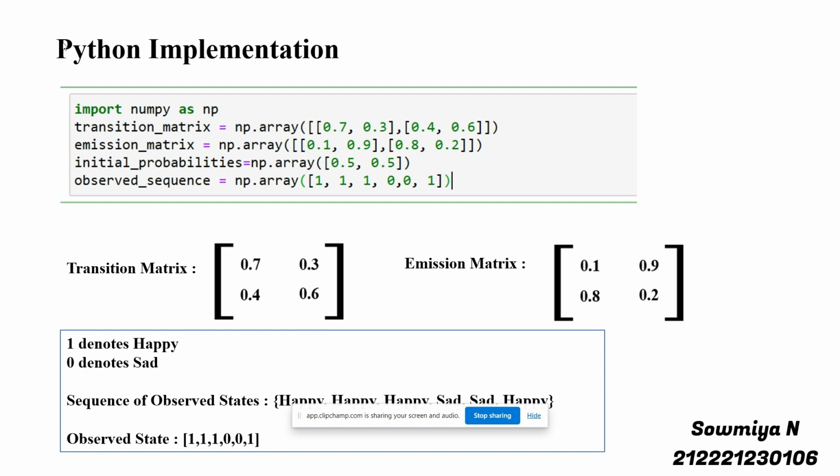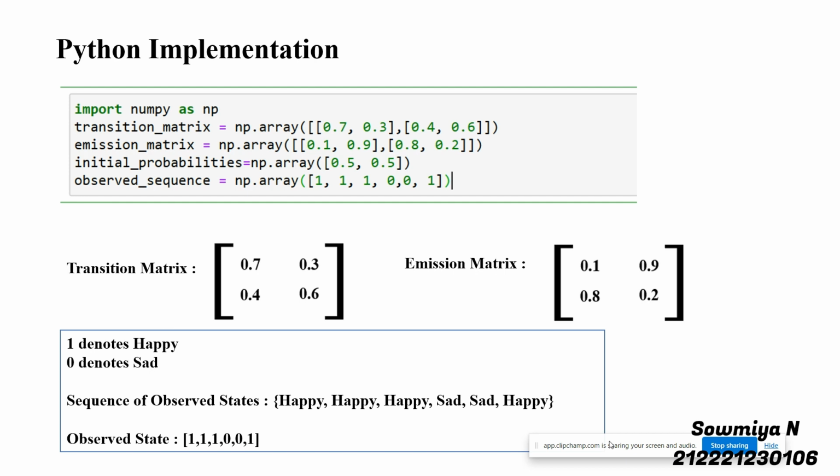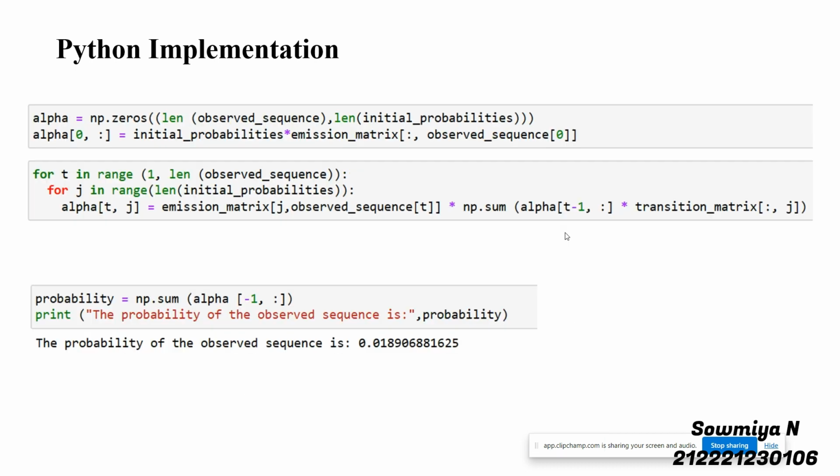For the sequence of observed states, happy and sad, we will be denoting happy as 1 and sad as 0, and thus the observed sequence will be 1 1 1 0 0 and 1. After the declaration of all four variables, we will be moving to the alpha initialization and forward algorithm. The alpha initialization initializes the forward variable, alpha, which represents the probability of being in each hidden state at each time step given the observed sequence up to that point.